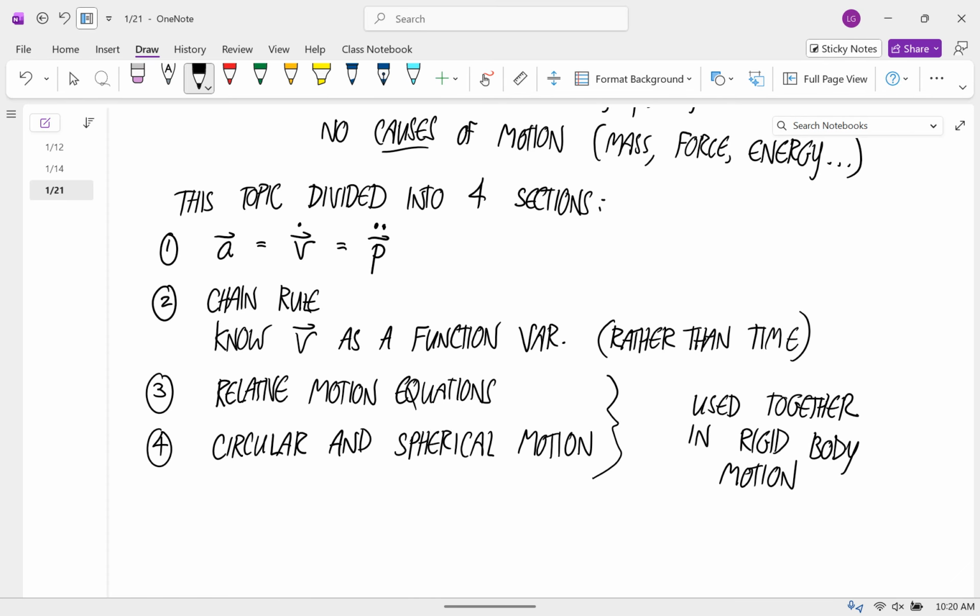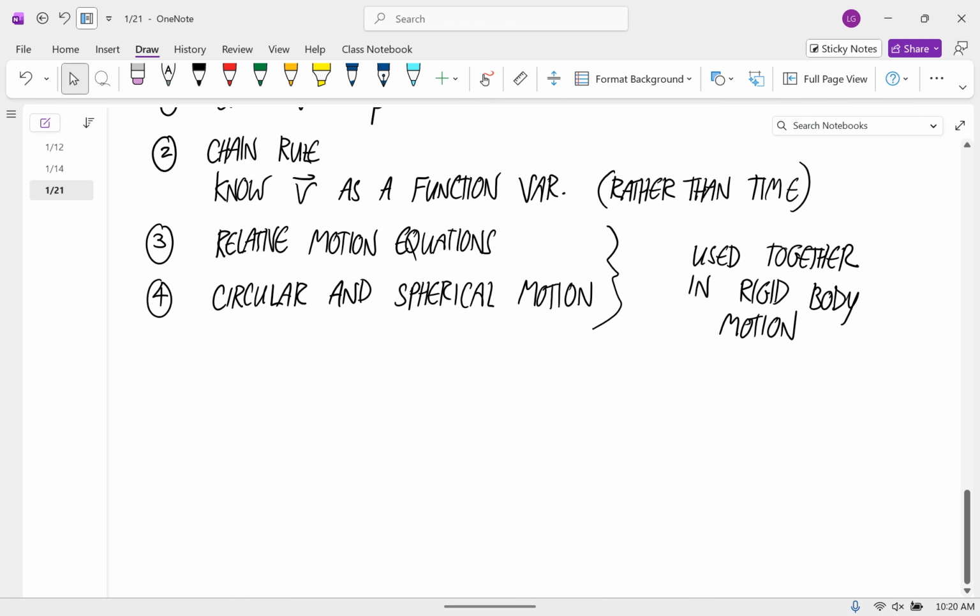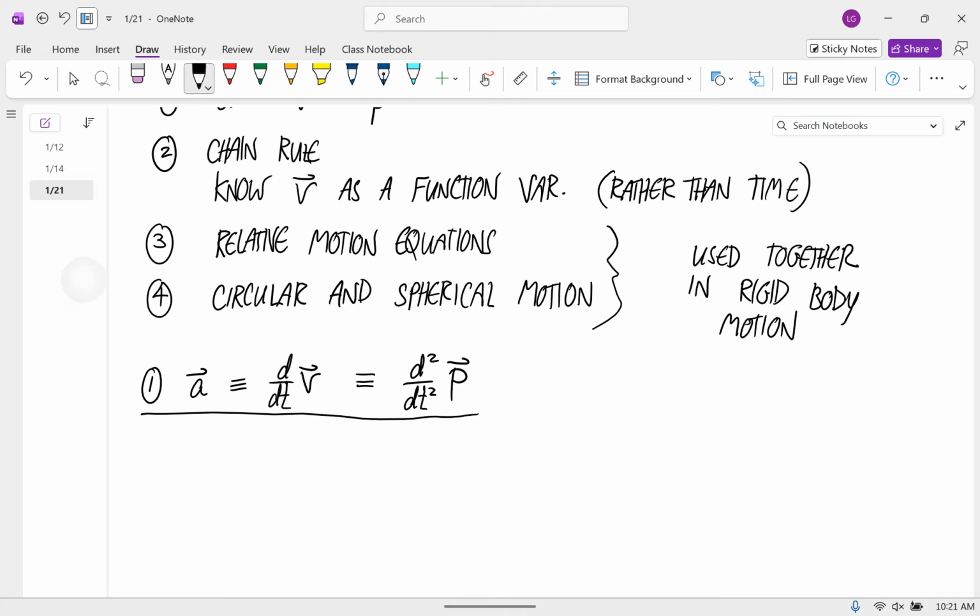Okay, so the first one of these categories is the acceleration. We can think of these as definitions. So the acceleration is defined as the time derivative of the velocity, and it's defined as the second time derivative of the position. These always hold.